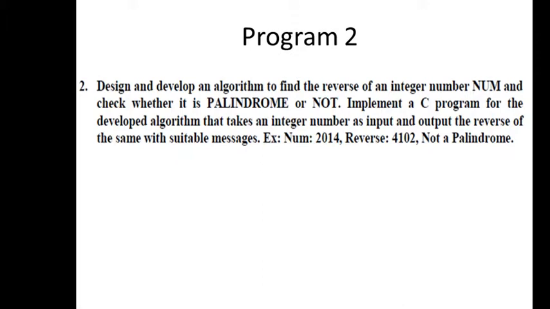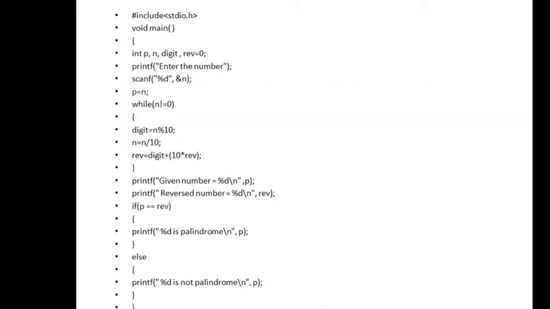Hello, this is Program 2 from PCD. Design and develop an algorithm to find the reverse of an integer number and check whether it is a palindrome or not. Implement a C program for the developed algorithm that takes an integer number as input and outputs the reverse of the same with suitable messages. In this example, we have used 12321 to find whether it is a palindrome or not.